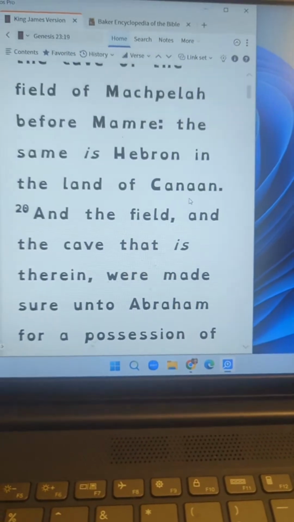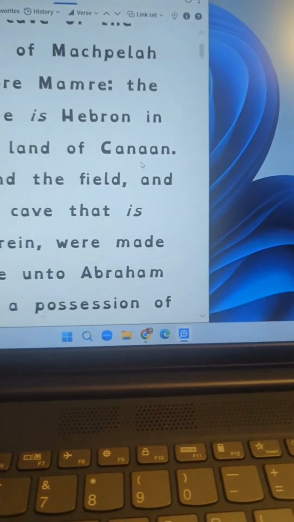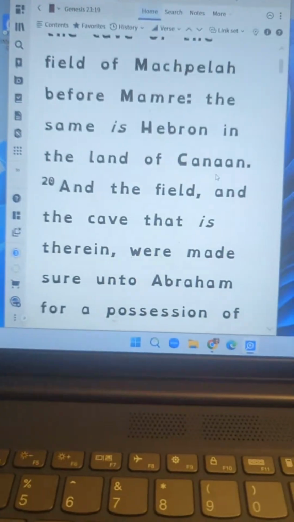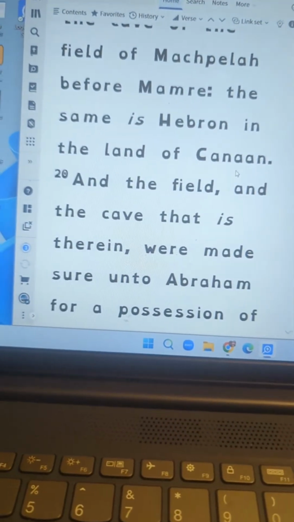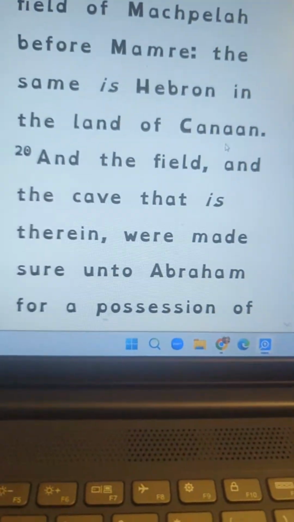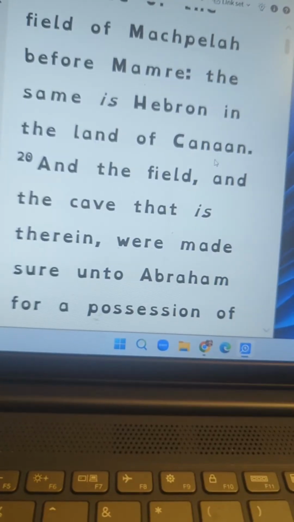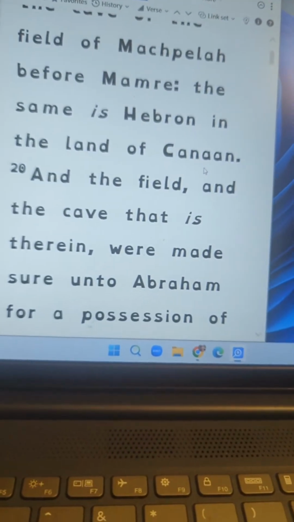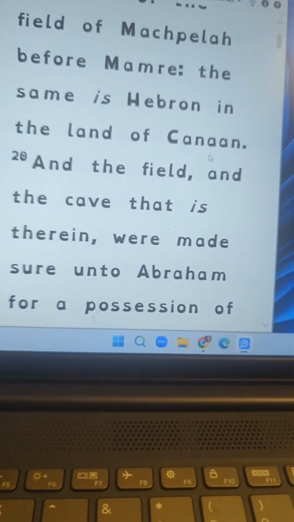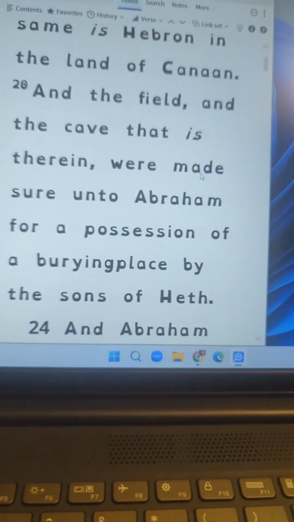That means he paid for it, and he made it public. Right? He probably took his shoe off, just like it was in the book of Ruth, coming up. Also, I think you have to do it at the gate of the city. And made sure unto Abraham for a possession of a burying place by the sons of Heth.